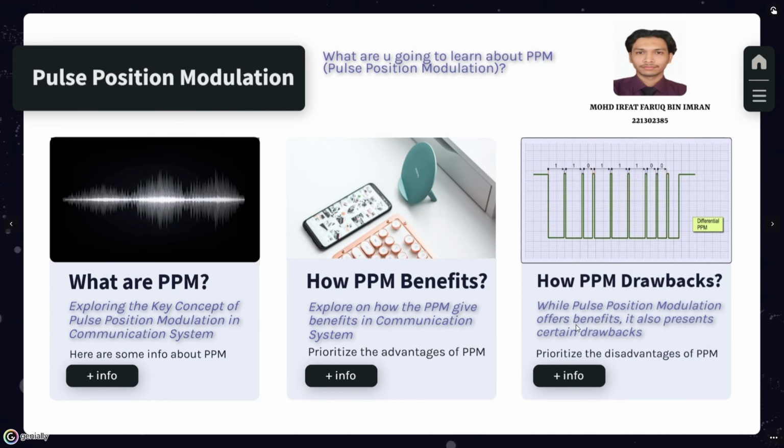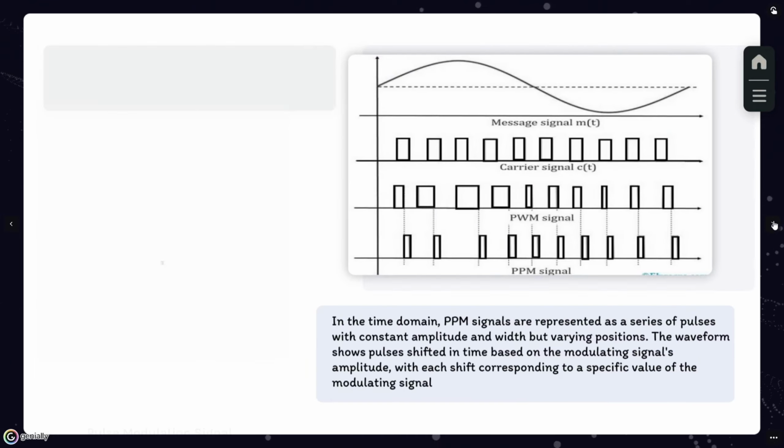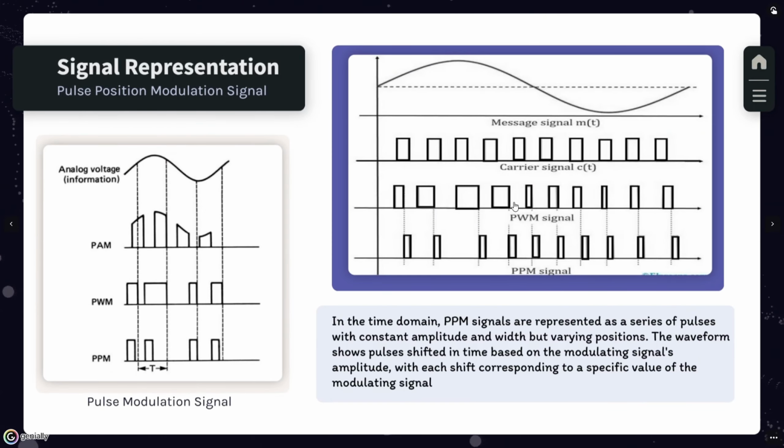What are the PPM drawbacks? It also presents certain drawbacks. It basically requires synchronization. It has a multipath sensitivity and a bandwidth requirement. So move on to the next slide, which is the signal representation.